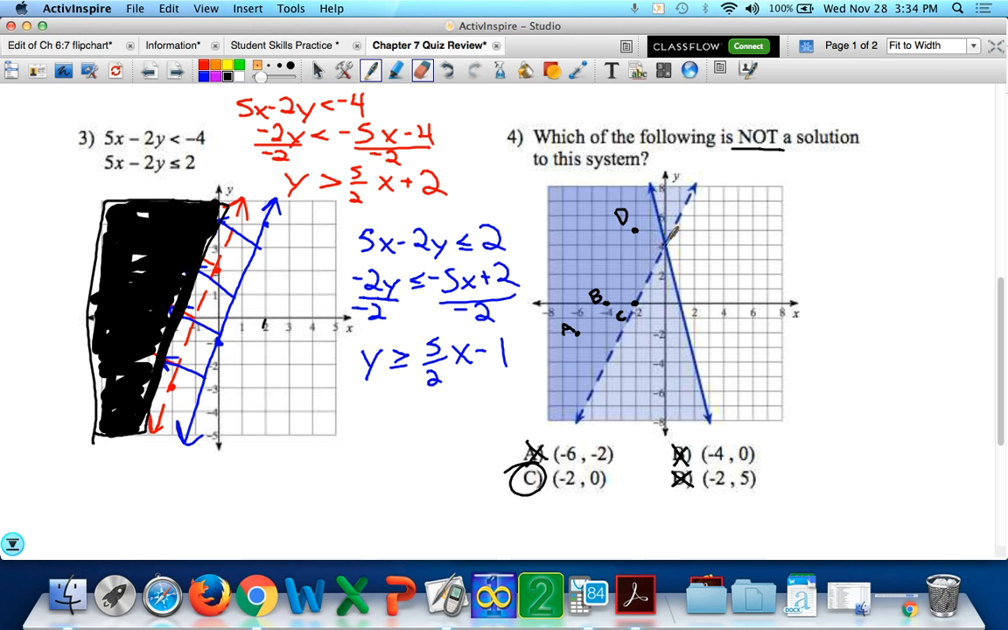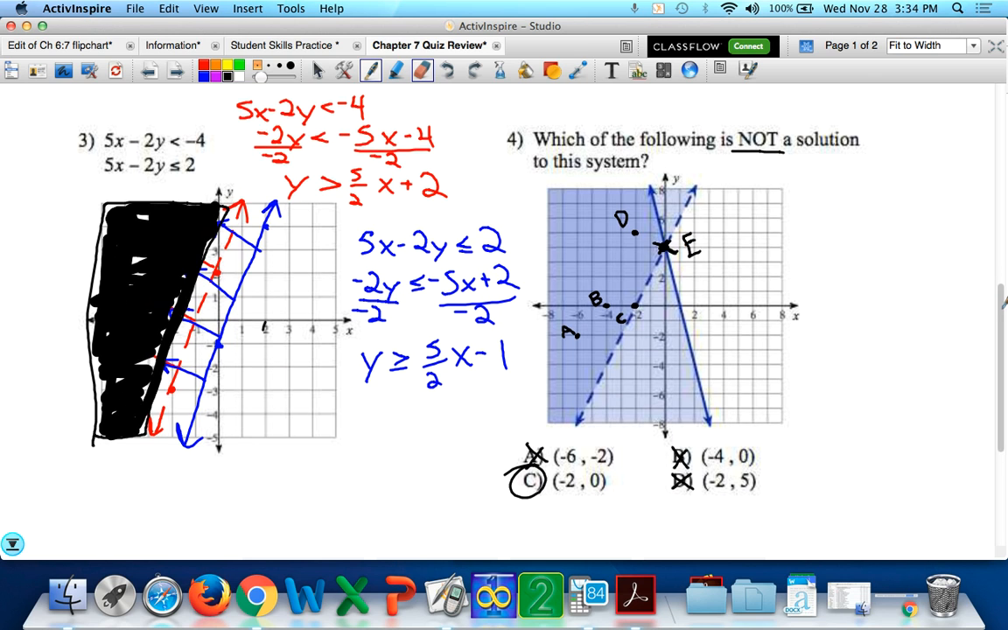Let's say maybe there's an option E right here at the intersection. A lot of people will look at that one and be like, oh, well, obviously that one passes. It's the intersection. Or obviously it passes. It's on a straight line, a solid line. This would actually not pass either, okay? This would not pass because, again, to be a solution to a set of linear inequalities, it has to pass both of them, not just one, okay? So be careful on that one tomorrow.